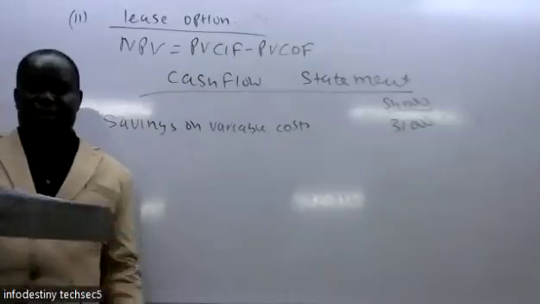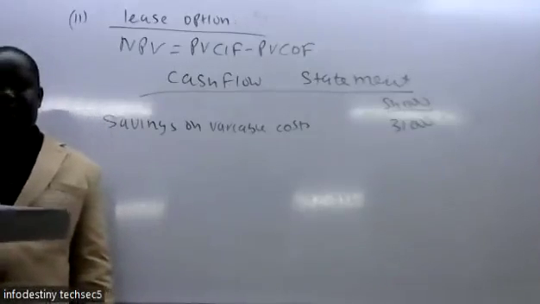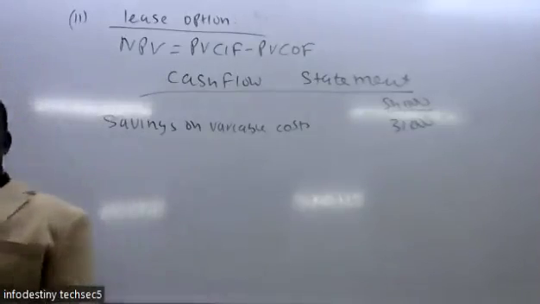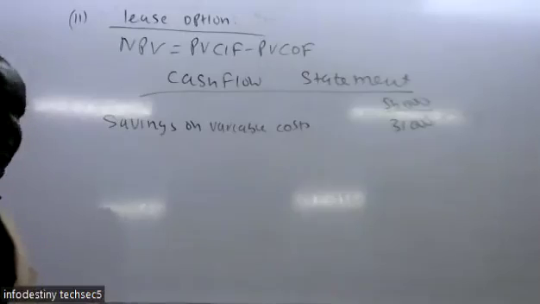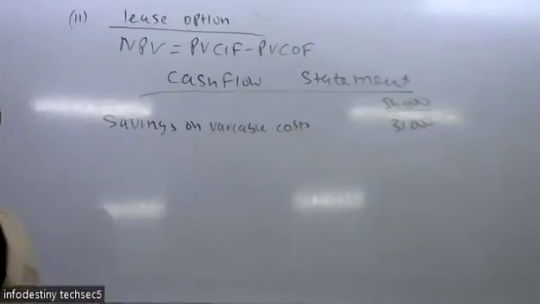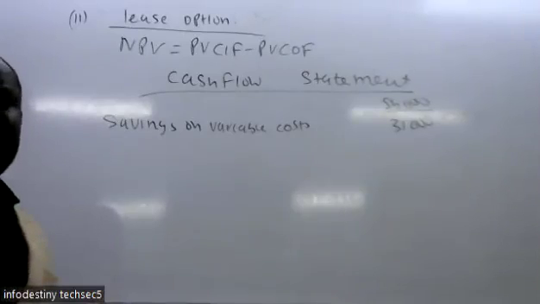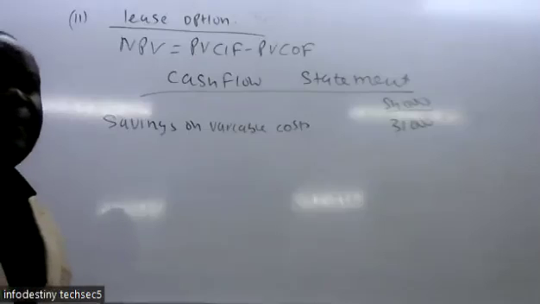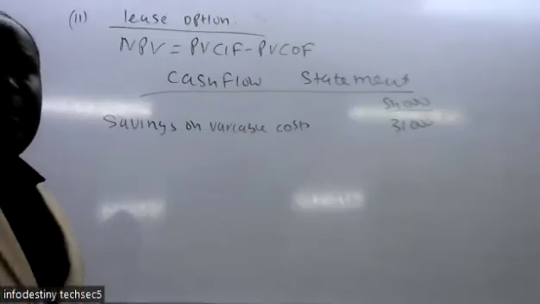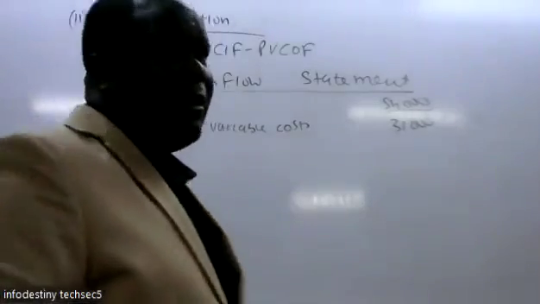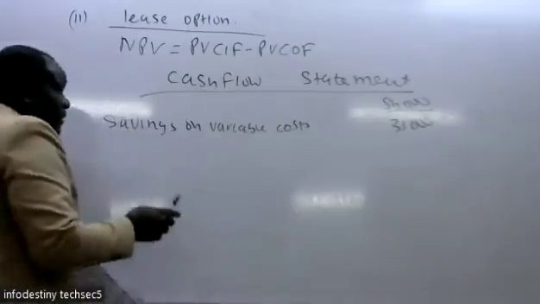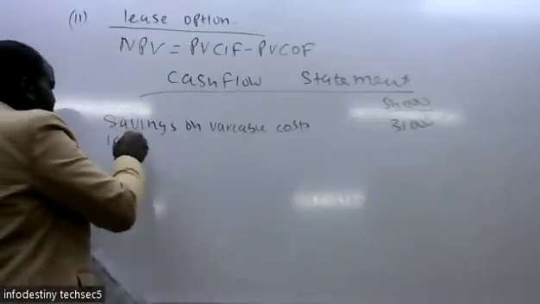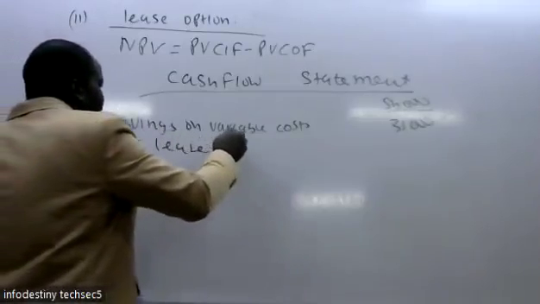But now when you lease, check in the last paragraph. They have stated that the corporate tax rate is 30%. If the company were to lease the machine, the fee will be how much? 21.4. So when you lease, there is a fee you are going to pay, and after the savings, we minus the lease fee.